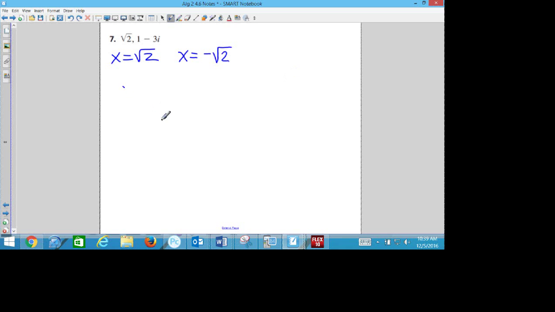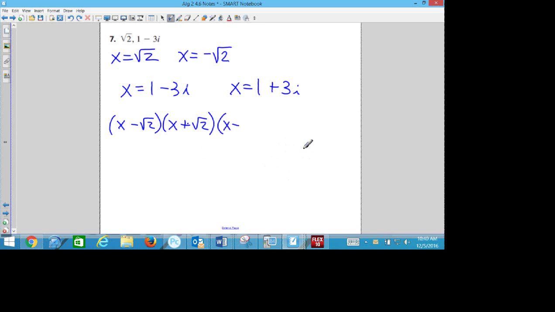And then we also have x equals 1 minus 3i. Can there be one imaginary answer? No. So there also has to be x equals 1 plus 3i. So how many factors, parentheses, will I have? Four. So I will have x minus radical 2, x plus radical 2, x minus 1 plus 3i, and x minus 1 minus 3i. And that's what I would multiply all out.